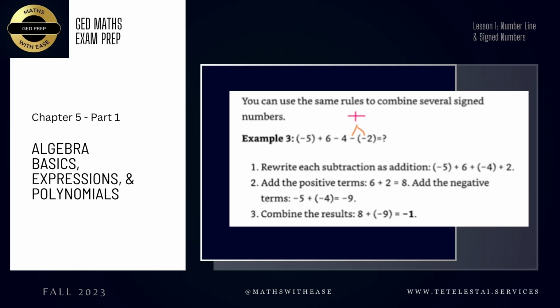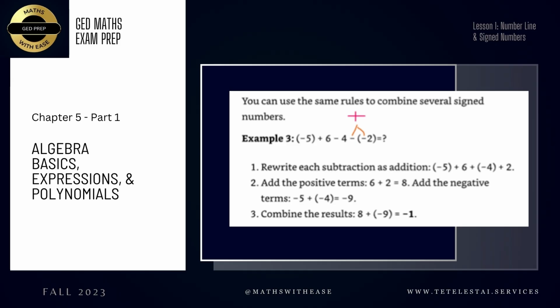You can use the same rules to combine several signed numbers, okay. So in this example, I'm being told to add -5 plus 6 minus 4 minus a -2. And you can see here that writing the -2 in parentheses is helpful because it's helping you differentiate between the negative number, which is the -2, and the operation, which is subtraction, okay? There are several ways to approach this. You can rewrite each subtraction term as addition, and then you can add the positive terms.